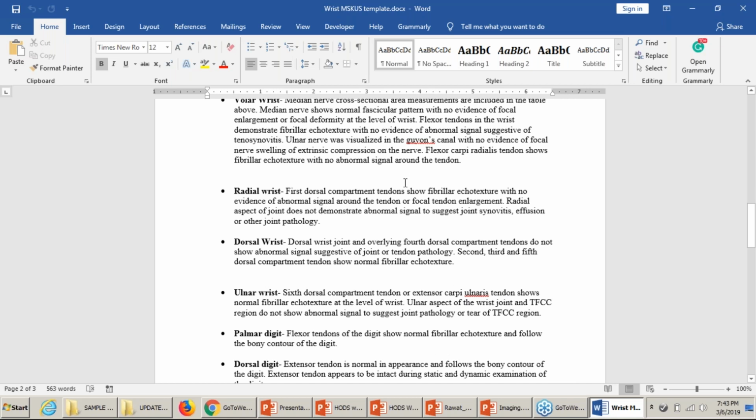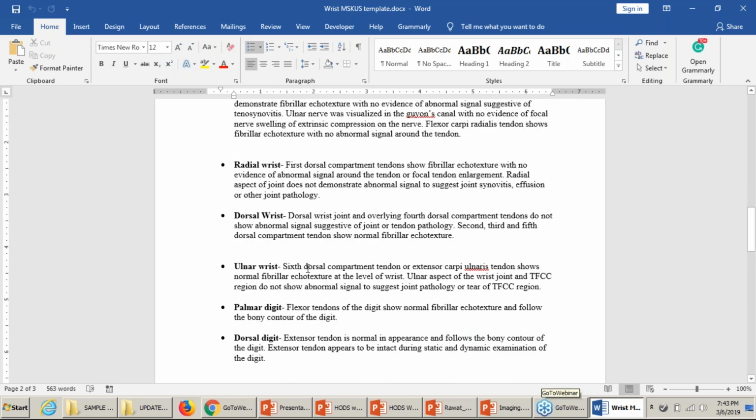So first is first dorsal compartment, which is decurvent tendons. Fourth is right in the mid portion on the dorsal aspect of the wrist. So that's dorsal wrist. And ulnar, the sixth dorsal compartment, which is the last compartment, is extensor carpi ulnaris, and that tendon is on the ulnar aspect. And you can also visualize part of TFCC complex in that region. So that's the wrist, all the aspects of wrist.